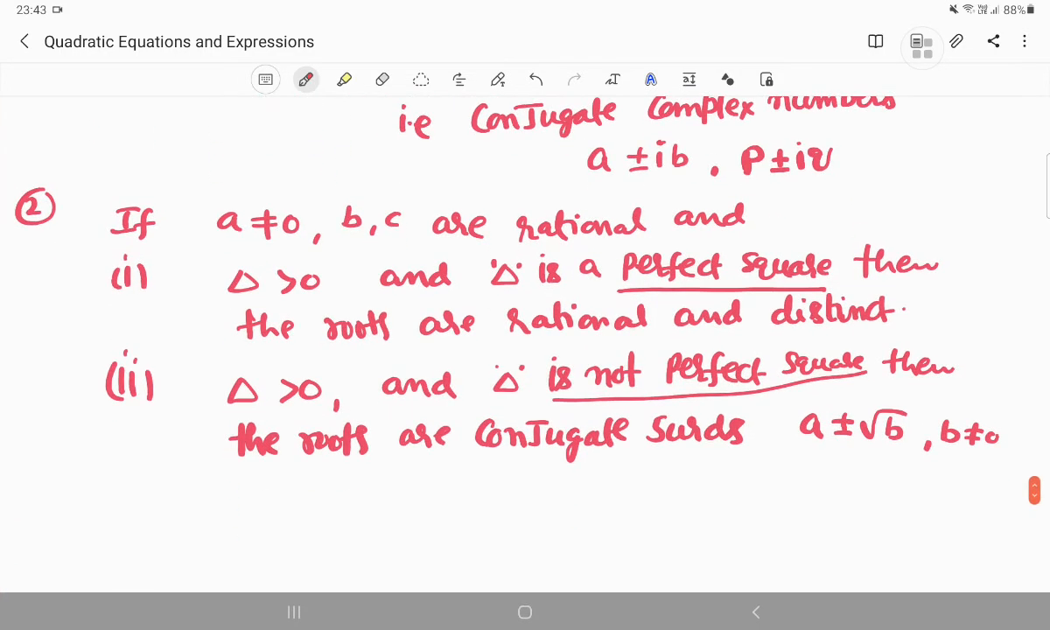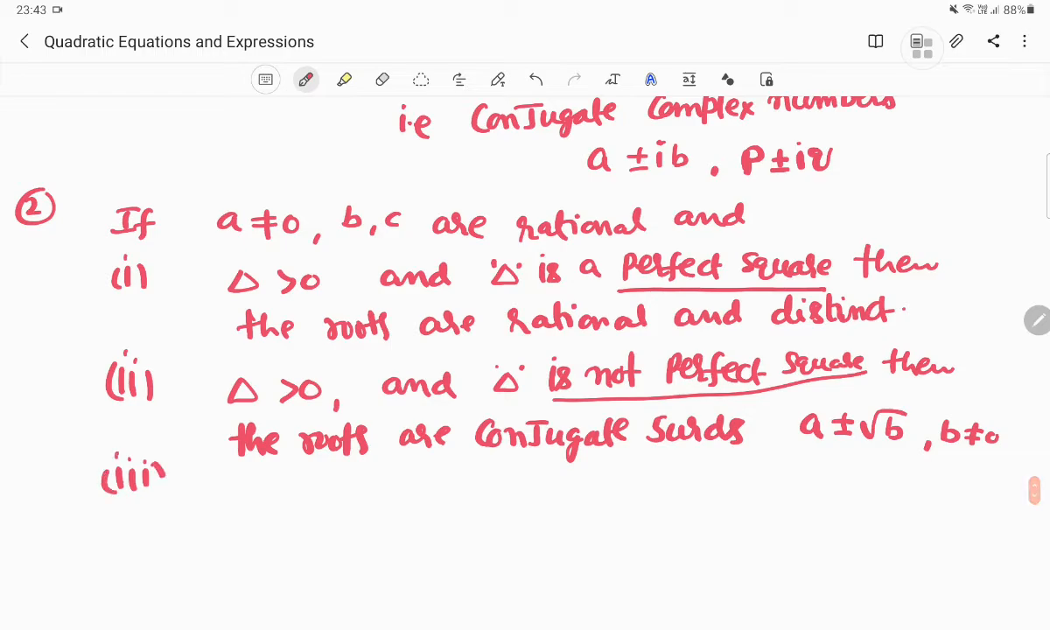In this third one, delta equal to 0 clearly means the roots are equal, and rational here, not real. Then the roots are equal and rational.